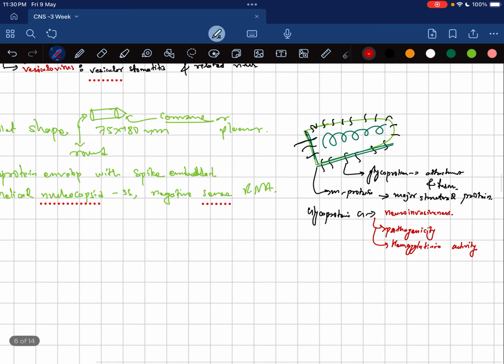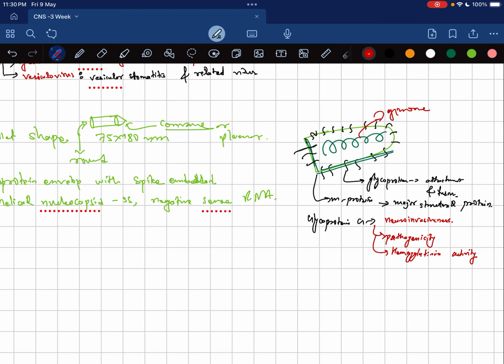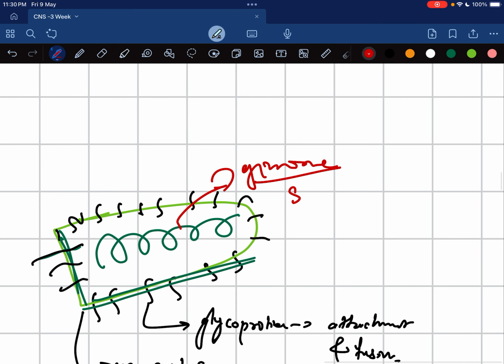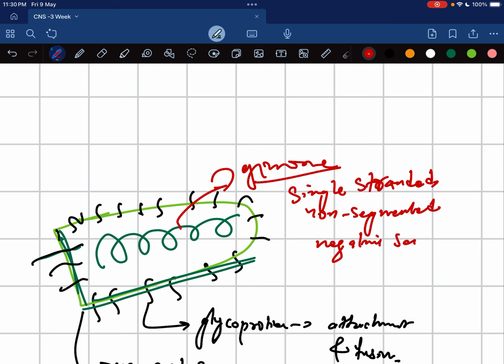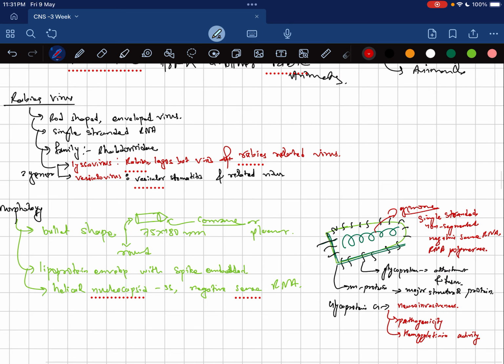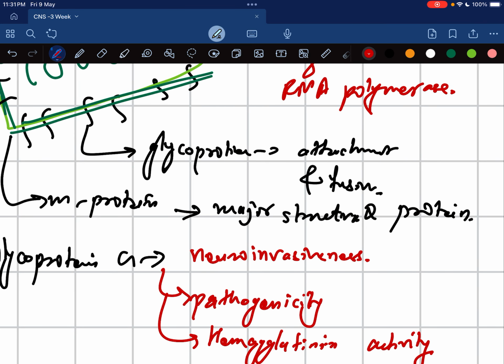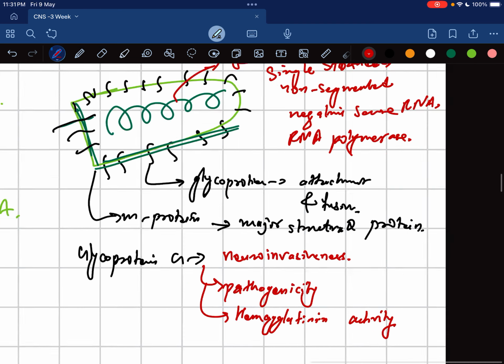Regarding the genome, it is single stranded, non-segmented, negative sense RNA, and RNA polymerase is present along with the ribonucleoprotein core.